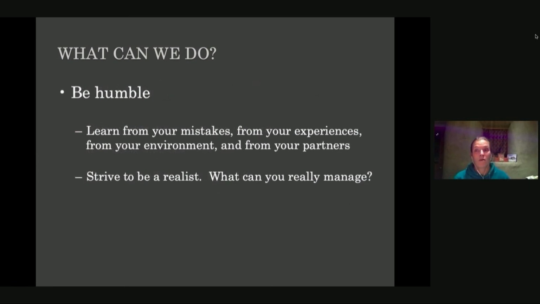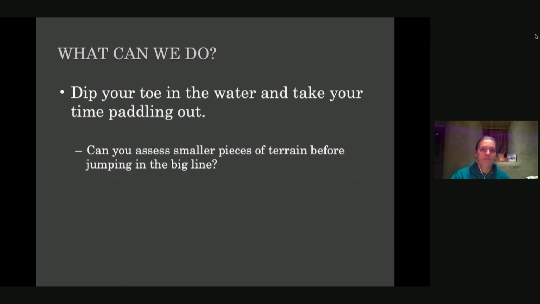Be humble. And I challenge all of us to just find humility, and especially at the start of the season, take a step back. Learn from your partners, learn from the environment, and strive to be a realist. Even though we all want to be heroes, I would argue that most of us actually can't manage the avalanche problems that we have maybe fooled ourselves into walking into in the past.